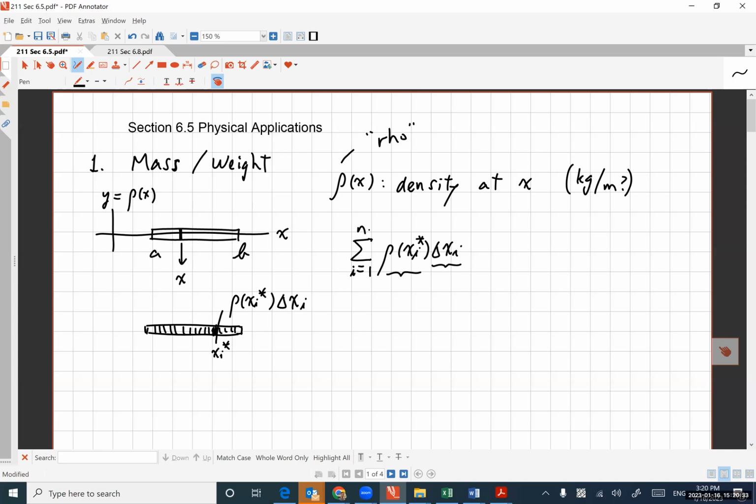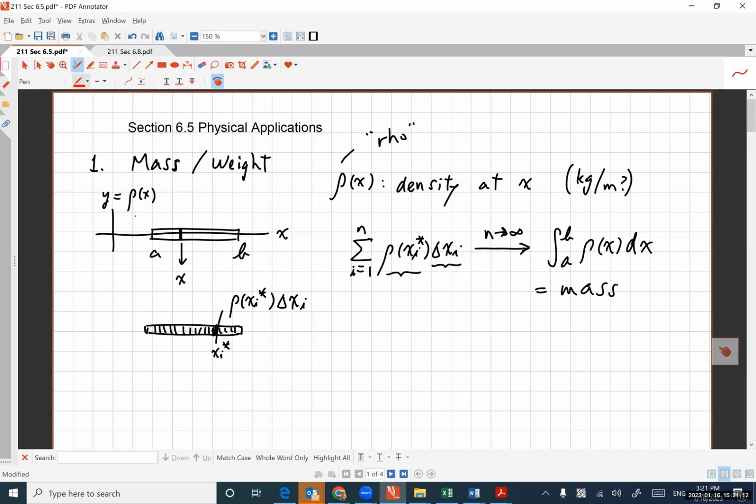Okay. And again, this is strikingly similar to the first time we defined the definite integral, right? And if you take the limit as n approaches infinity, or more precisely, as the norm, the maximum length of the subintervals of the partition, goes to 0, basically this becomes the integral from a to b of rho of x dx. So this turns out to be the mass. Once again, think of what the definite integral means.